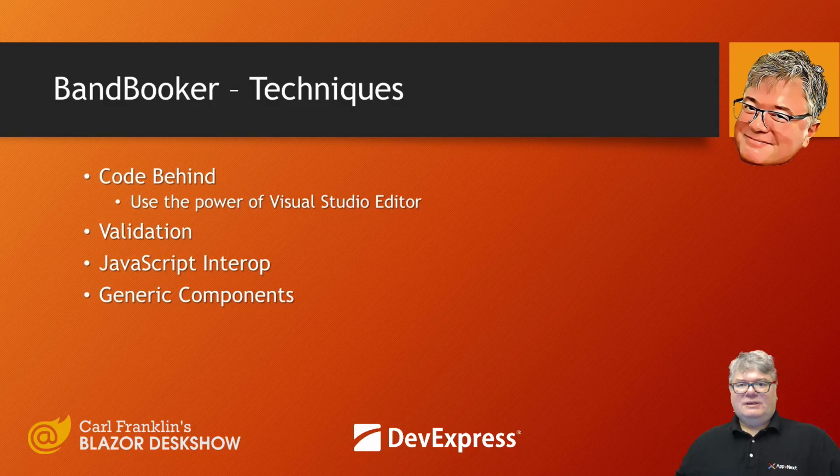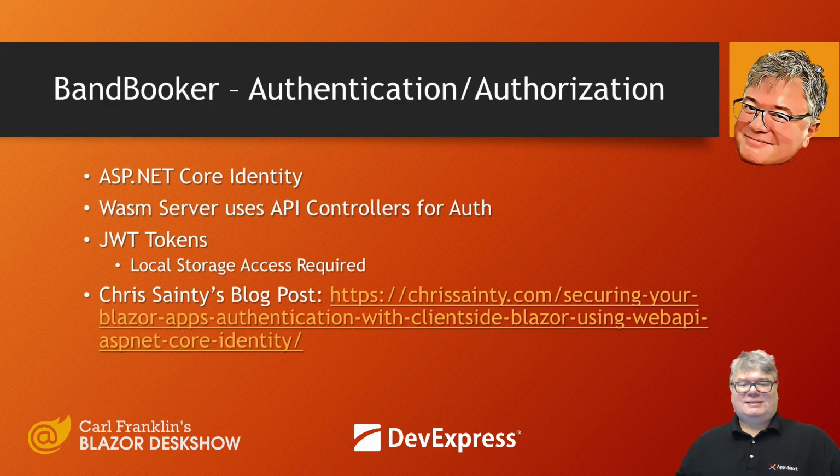I'm also using Chris Sainty's code and technique for doing API controllers for authentication. And the login controller returns a JWT token, which you then store in local storage in the browser. And that is your sort of authentication token so that the next time you run, it pulls it out of local storage and authorizes you and you're in, or authenticates you and you're in.